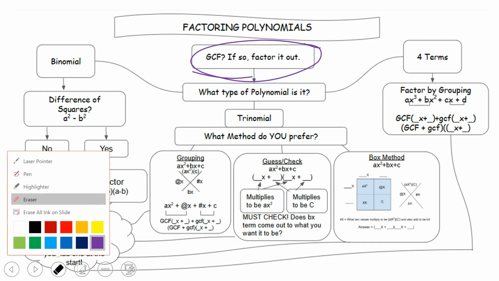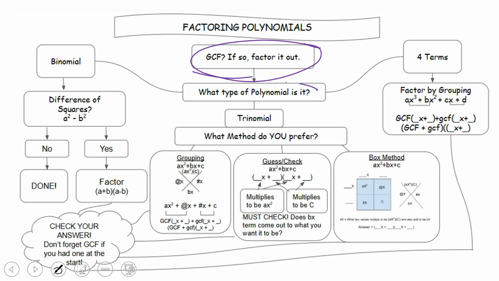I've pulled a GCF. And then what type of polynomial is it? Now it's a trinomial. And you can see the next step says, what method do you prefer? Well, we're going to teach you all three, and then eventually you get to look at which one you prefer. Today we're going to do grouping.